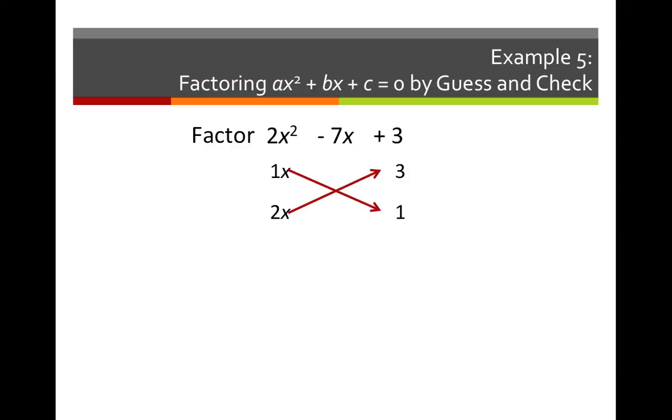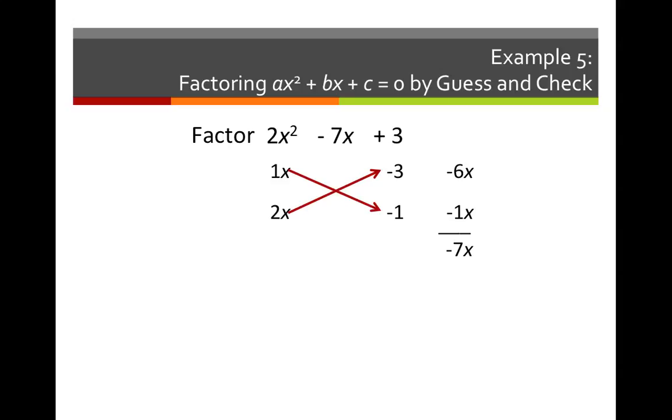Okay, well maybe I need to change the order then. So I go back to my 3 and my 1 and I change the order. Cross, I'm getting closer, but this is a positive 7x. So what happens if I make them both negatives? Now when I cross, we can see that we get the -7x that matches our middle term.